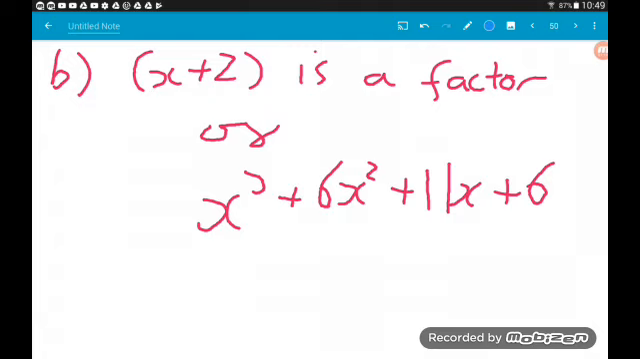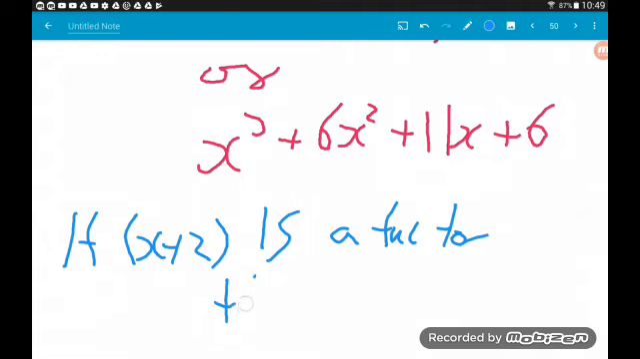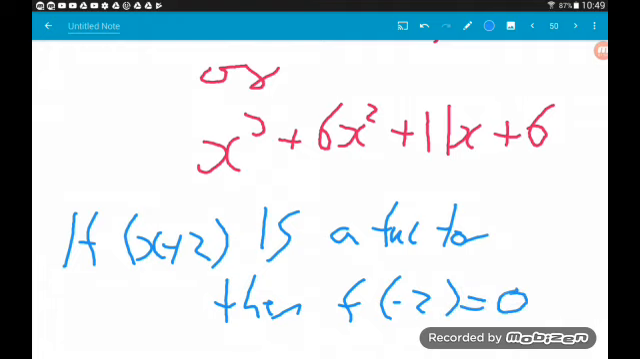Next, we want to again use the factor theorem to show that x plus 2 is a factor of the cubic, x cubed plus 6x squared plus 11x plus 6. So, if x plus 2 is a factor, then f of minus 2 will equal 0.